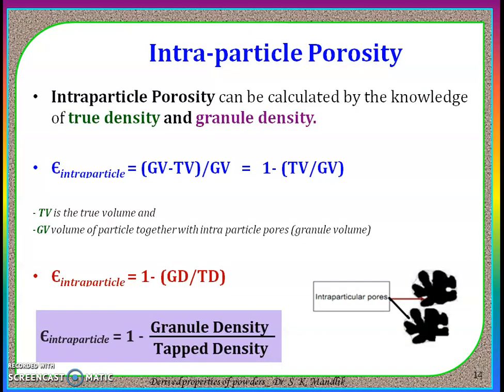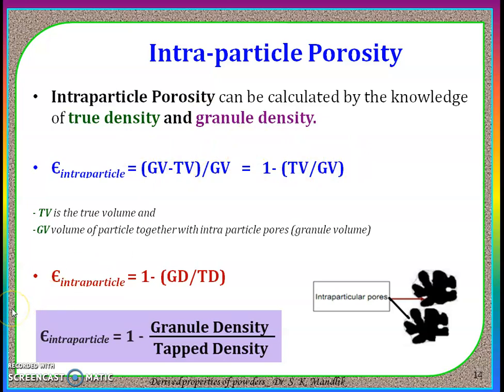There are two types of porosity: intraparticle porosity and interparticle porosity. Intraparticle porosity can be calculated by the knowledge of true density and granule density. So this is a simple formula to determine intraparticle porosity, which is abbreviated by epsilon intraparticle, equal to granule volume minus tapped volume divided by granule volume, that is 1 minus TV by GV. This formula is represented in terms of volume.